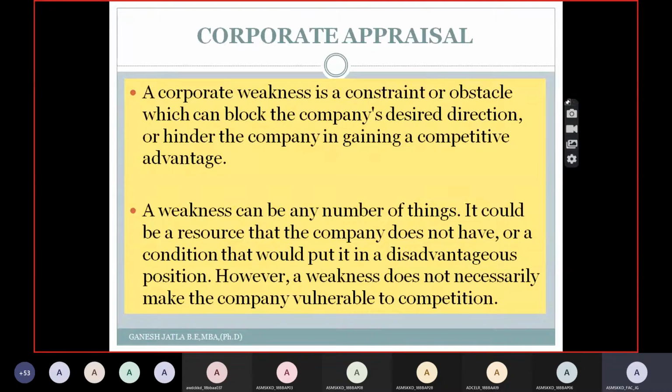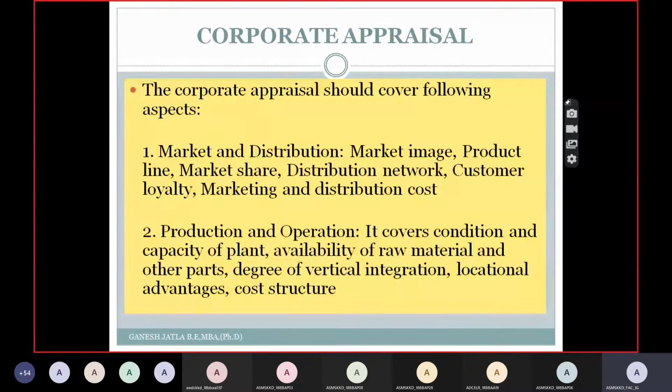And then, all weaknesses will not make you vulnerable to the competition. Some weaknesses may be helpful for you to create more opportunities. So understanding the weaknesses is another important thing. Corporate appraisal is the aspect wherein you can understand your strengths as well as weaknesses.